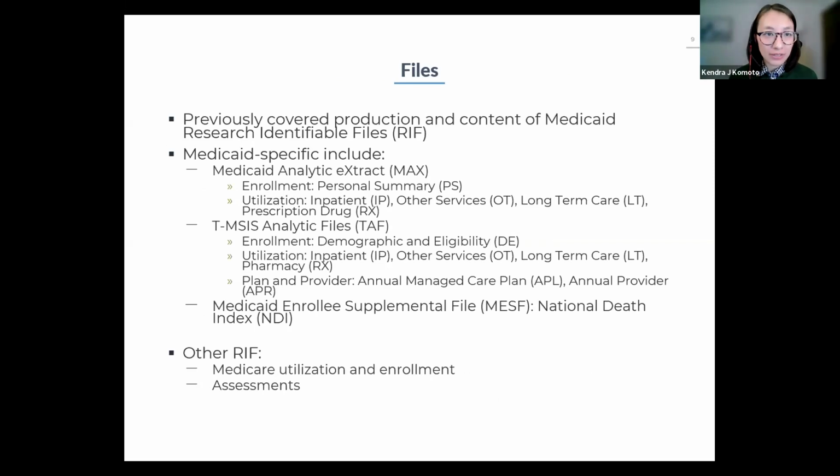We covered the Medicaid files yesterday, so I'm not going to name all of them again, but here's this list as a reminder. There are enrollment and utilization files. For TAF, there are also these plan and provider files. And then the Medicaid enrollee supplemental file, National Death Index, is a Medicaid specific file. We've alluded to this, we haven't gone into a ton of detail, but the research identifiable files can all generally be used together. If someone's been identified with a Benny ID, that Benny ID is carried across all of the CCW delivered data. So you can follow people into the Medicare files or assessments. Those all have a CCW Benny ID.